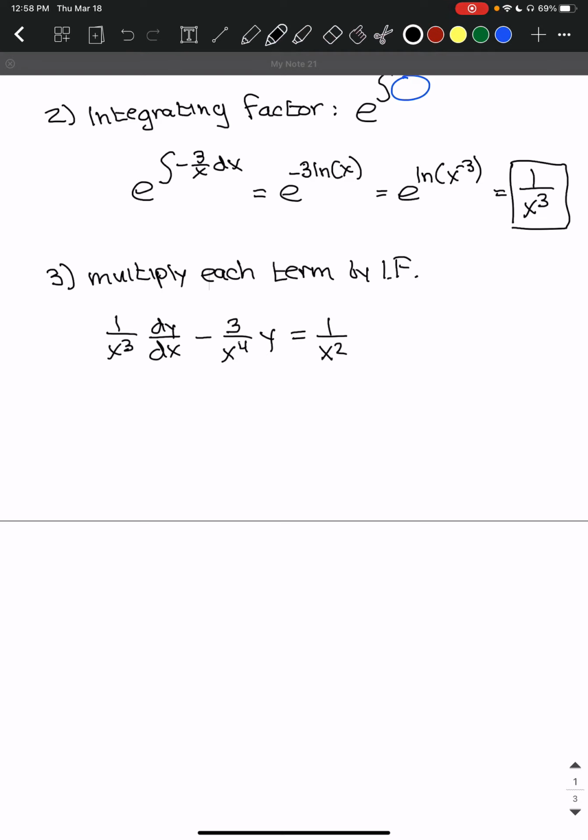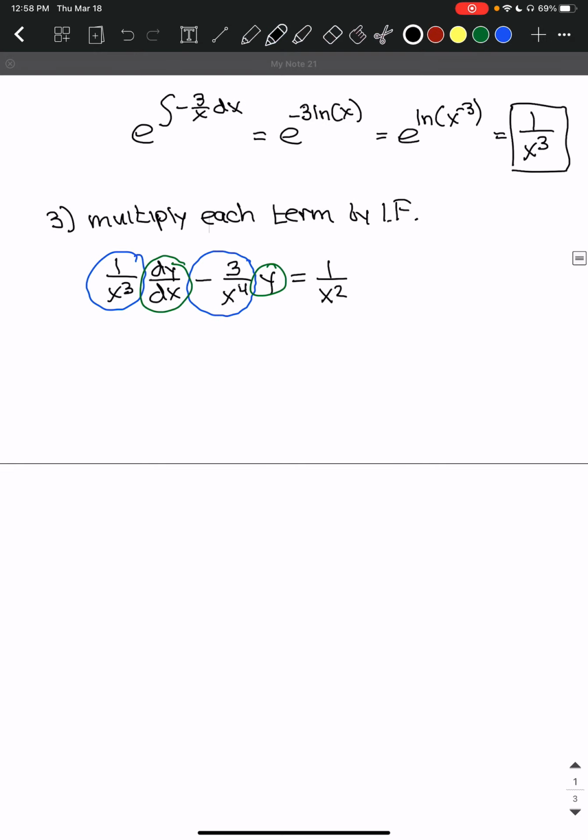And what's really important to note here is that I have a function, 1 over x cubed. And if I take the derivative of that function, I get minus 3 over x to the fourth, right? It's just a power rule. At the same time, I have another function, y. Take the derivative of that, and I get dy/dx. And the way they're positioned and multiplied by each other is actually a product rule. So this is actually d/dx of my function y times my function 1 over x cubed.